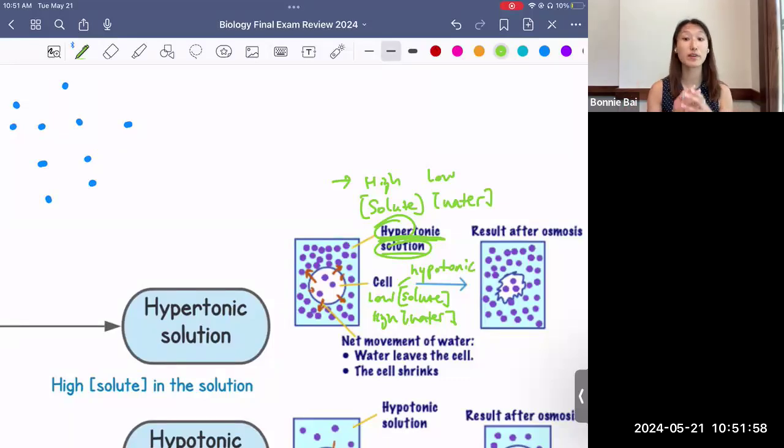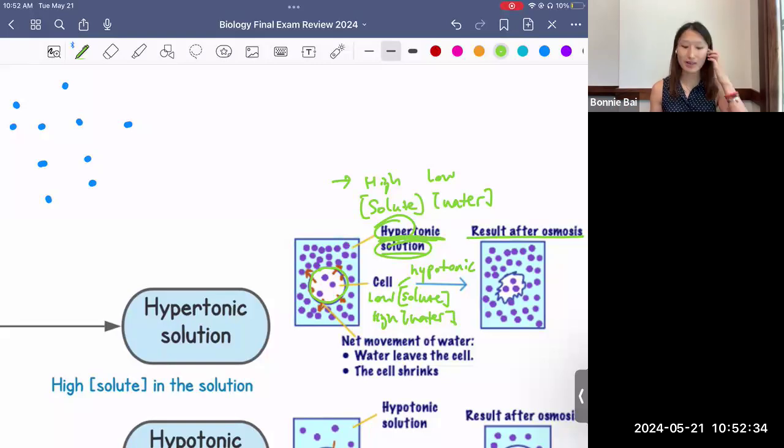Water is moving through the selectively permeable membrane, which is the cell membrane in this case, and the solute, whether it's sugar or salt, is not passing. The purple dots are not passing through the cell membrane. So in order to reach equilibrium, the water will have to move from the cell out into the solution. And as you can see, the result after osmosis is the cell will shrink as a result of water moving out of the cell. And now we are at equilibrium.